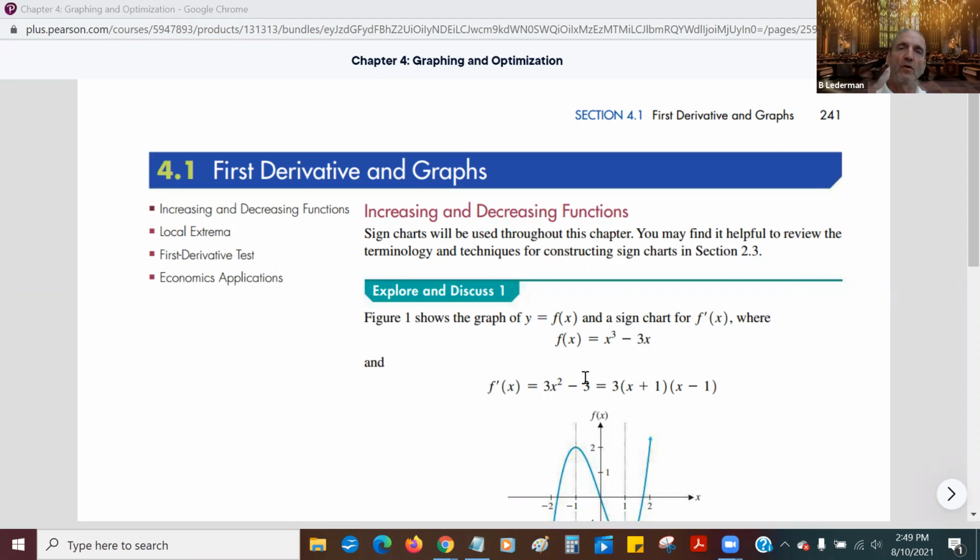Right now, in this section, we're going to look at the first derivative and what that tells us about the graph. In subsequent sections, we're going to look at the second derivative and what that tells us, and so on and so forth. And we're going to see that we can get a whole picture of what the graph looks like.